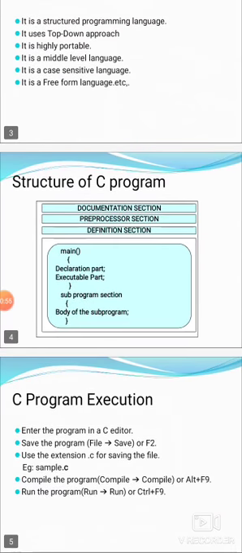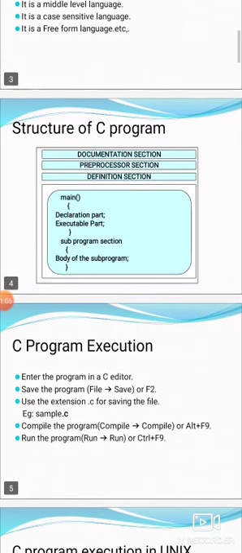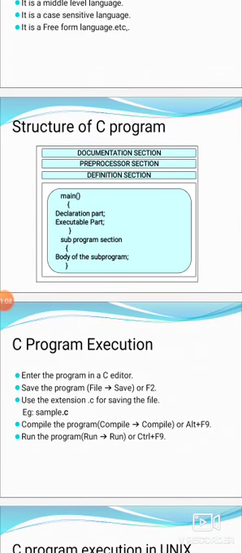And structure of C programming. It starts with document section, preprocessor section, and definition section. And after that, main will start. In main section, it starts with declaration part and proceeded with the execution part. And after the main gets closed, subprogram section is continued, which consists of the body of the subprogram.